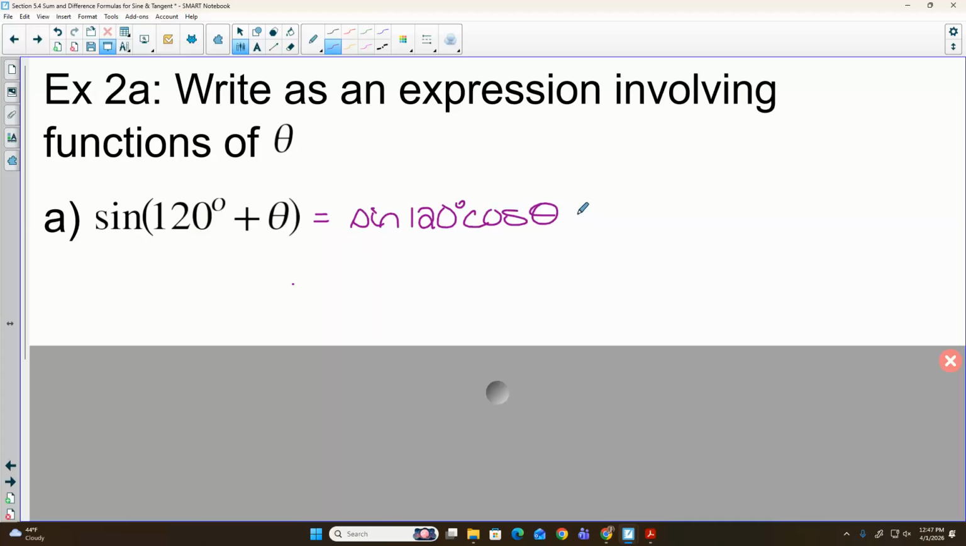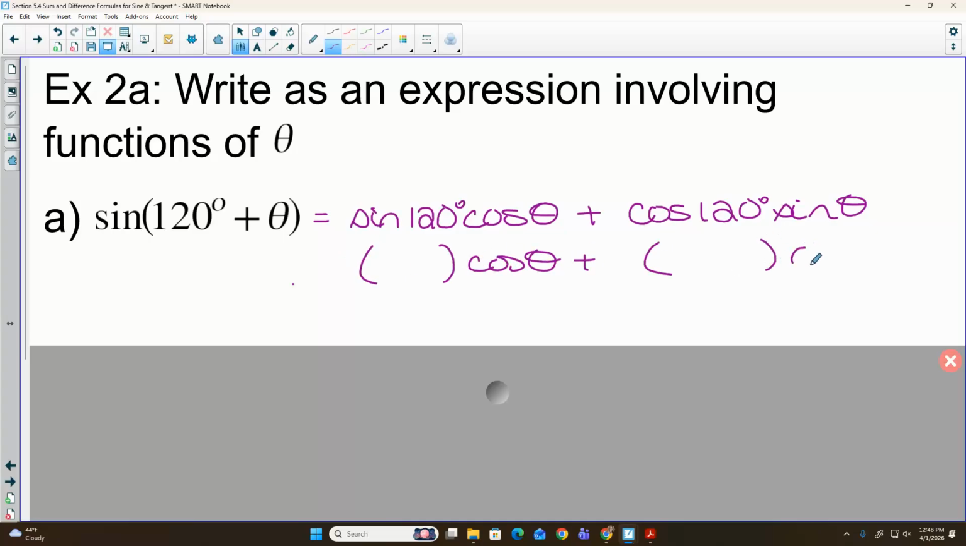Sine of 120 cosine of theta plus cosine of 120 sine of theta. Okay, the sine of 120 and the cosine of 120 degrees. We should be able to simplify those. What quadrant is 120 degrees? Reference angle. 180 minus 120 is 60. In quadrant 2, sine is positive. Sine of 60, radical 3 over 2.